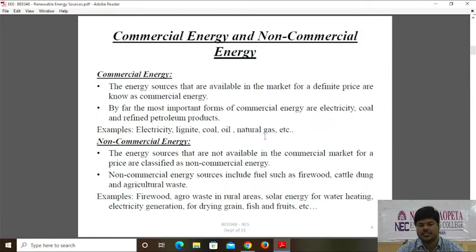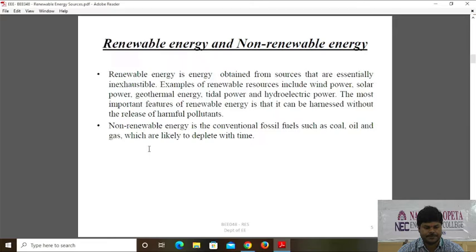Coming to the commercial energy and non-commercial energy, commercial energy is nothing but coal, hydro, nuclear, petroleum, natural gas. Non-commercial is nothing but solar, wind, geothermal, biomass, like that. Commercial energy is nothing but these energy sources are available in the market for a definite price. By far, the most important forms of commercial energy are electricity, coal, petrol, and petroleum, as I discussed. Non-commercial energies are nothing but, as we told you, solar, wind, geothermal, tidal, like that.